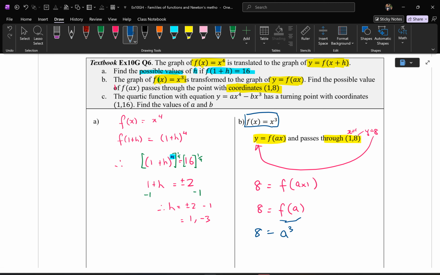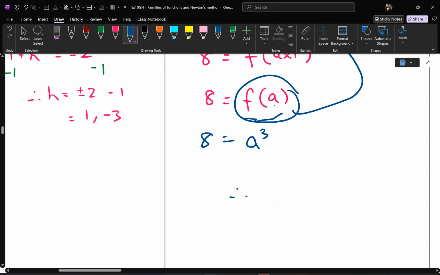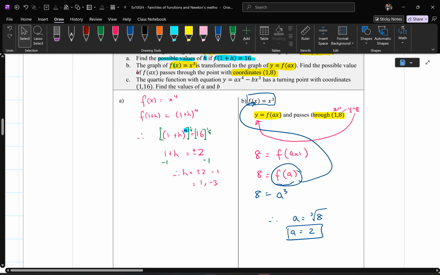A to the power 3, because we're substituting f of a, which is the same thing as saying sub a into that function there. So you get a cubed, but then to solve for a, how do you do that? Yeah, you cube root both sides. So cube root 8, and we know that equals 2. So far, so easy. Okay, so that's part B.